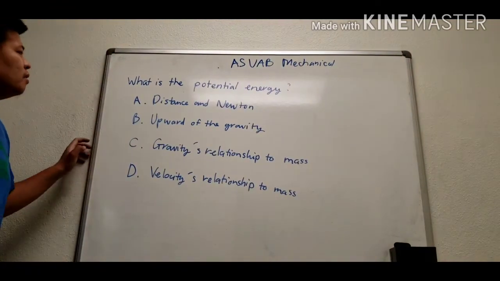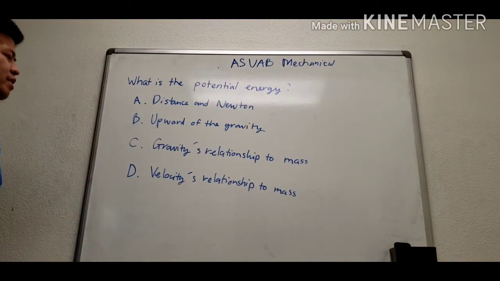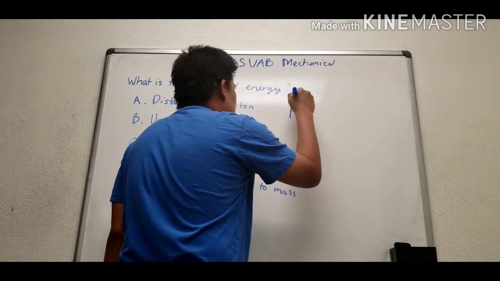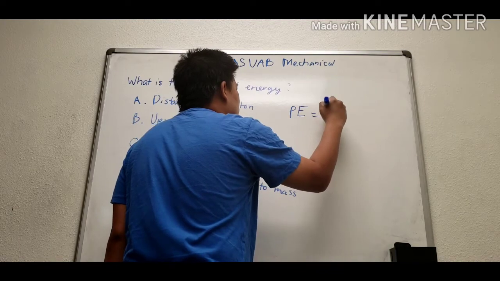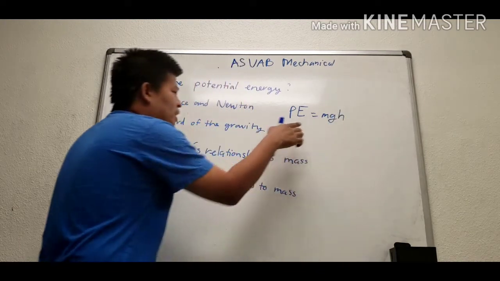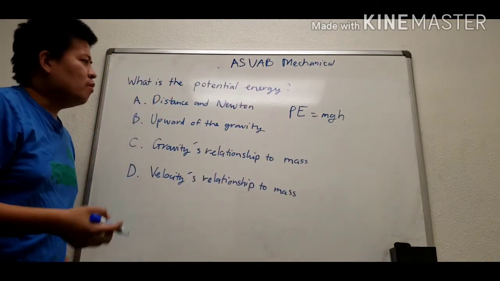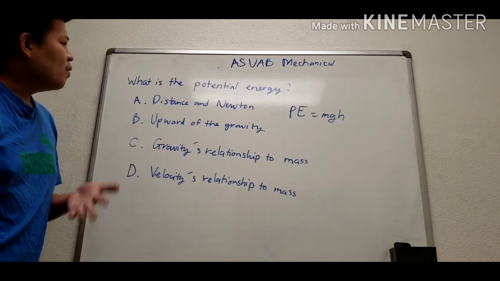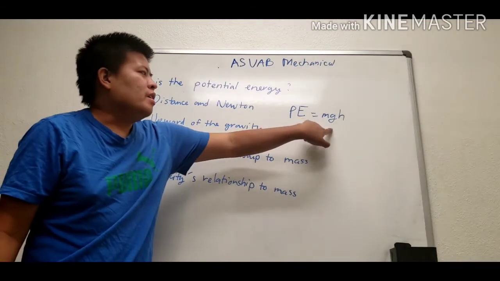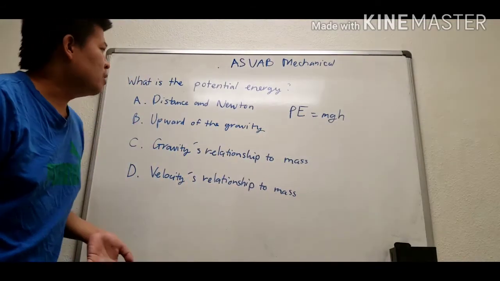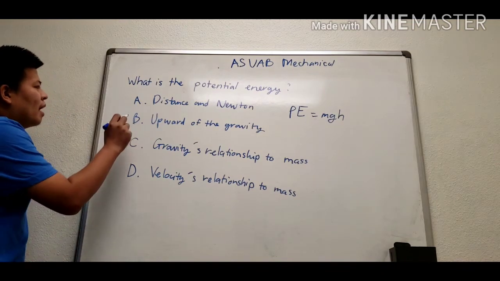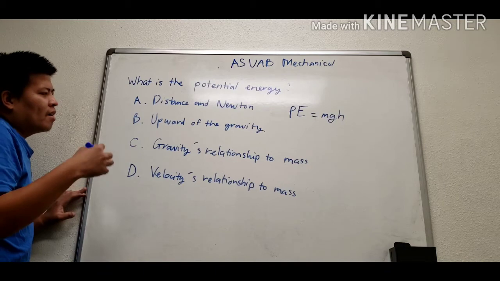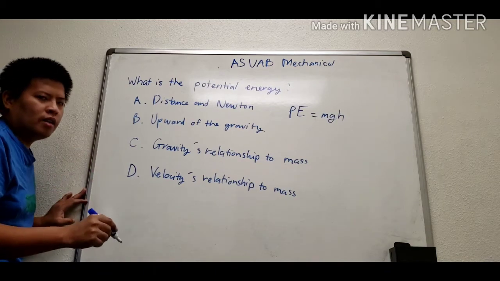On the real ASVAB, what is the potential energy? And we know that potential energy, we have the formula: mass multiply with the gravity multiply with the height. In here, we need to find which one is related to three variables. So that's about potential energy. First, distance and Newton. We know that we have the distance, but the Newton is about the force.